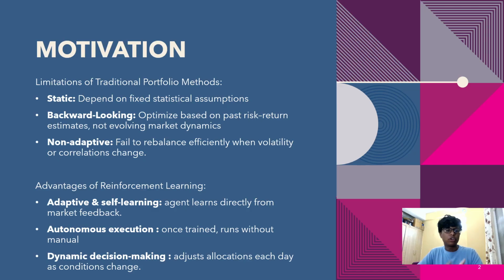It has autonomous execution. Once trained, it runs without manual work and can execute trades without human intervention. And it has dynamic decision making. It adjusts allocations each day as conditions change, and it can buy, sell, and do whatever with the cash and the stocks based on whatever it calculates.